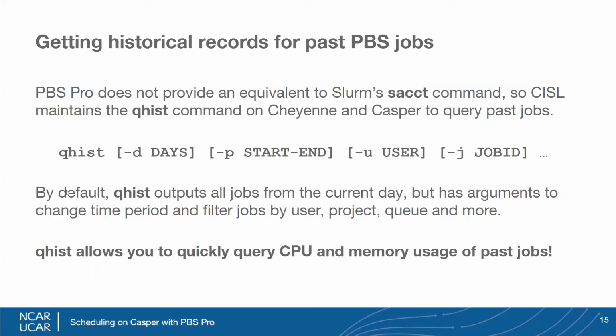By default, qhist will output all jobs from the current day, but it has arguments to change the time period and filter jobs by the user, the project, the queue, and more. So I could specify a number of days of past history that I wanted to look over, or I could specify a period with a start and an end date, and then have various filters on that. And the nice thing is qhist allows you to quickly query your CPU usage and your memory usage of your past jobs. So this is a really quick way to get an idea of the resources you're using.